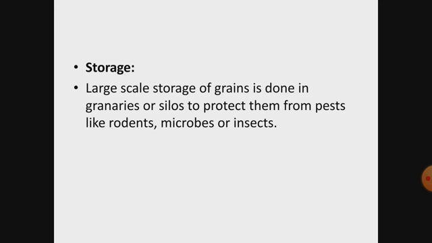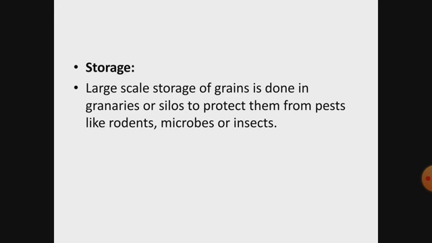As you know, we are dealing with crop production and management, and under that chapter, we are studying the agricultural practices. Last agricultural practice is storage. Storage of the grains is very important. Large scale storage of grain is done in granaries or silos. Silos are the metallic bins for the storage of grains.